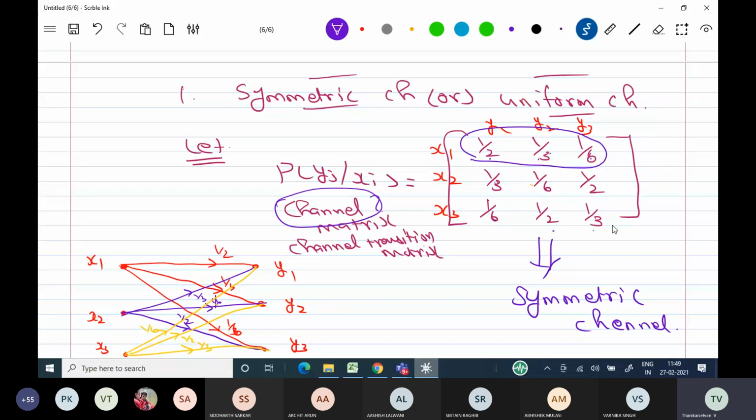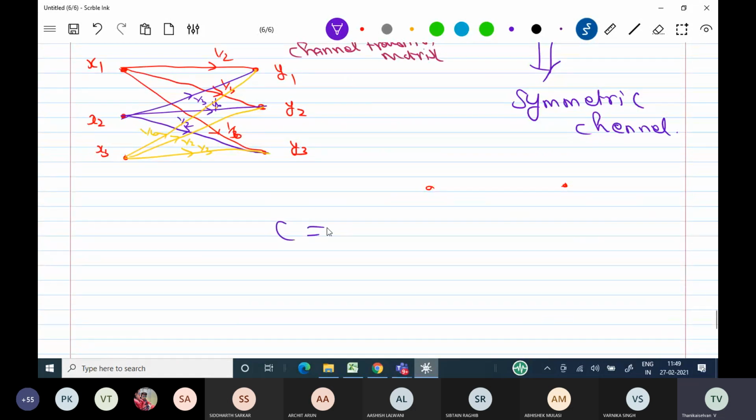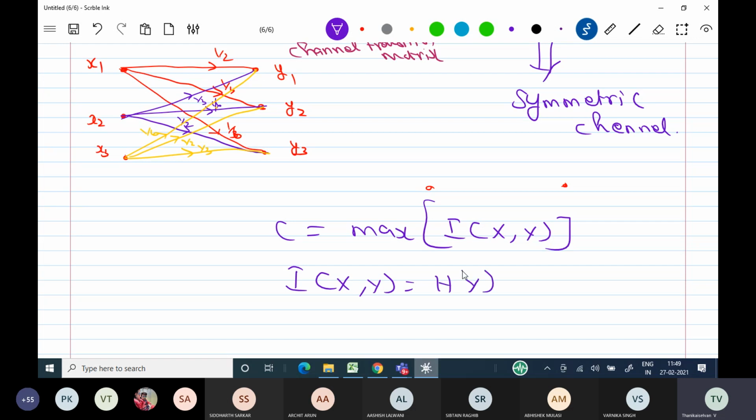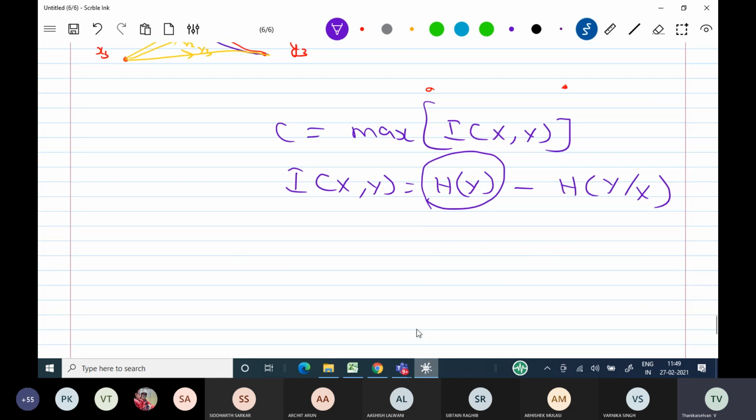Now you see how to calculate. We know that channel capacity is the maximum of I of x comma y. I of x comma y, I am using this formula: H of y minus H of y given x. You tell me what is the maximum value of H of y?